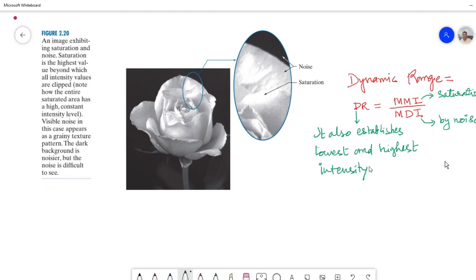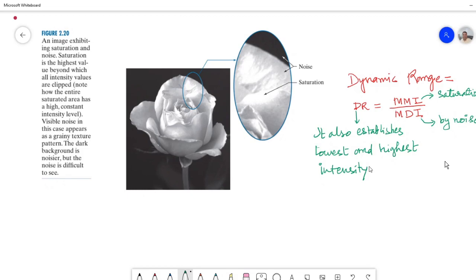Yes. So see here what I want to explain. There is one term, dynamic range, and it is calculated using MMI divided by MDI. And what is this MMI? It is calculated using the term saturation, and this MDI is calculated by the noise. And this dynamic range also establishes the lowest and highest intensity levels.